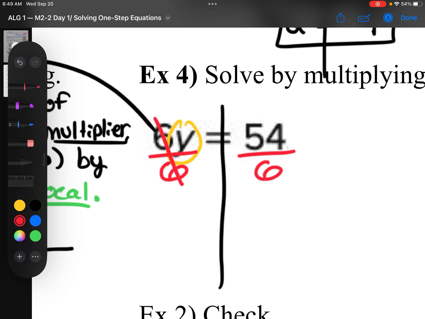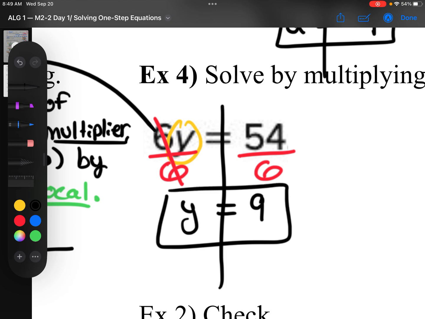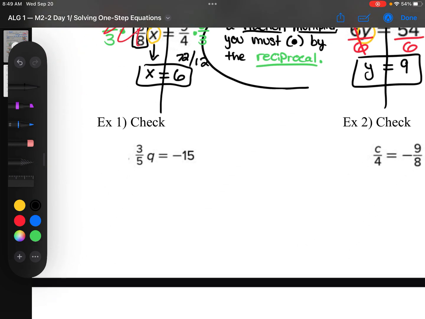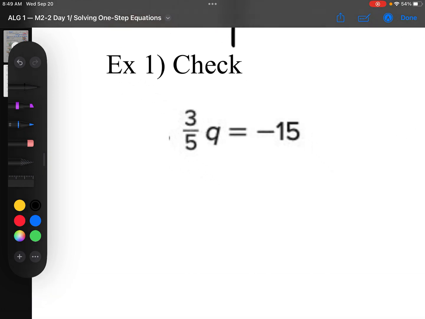So 6 divided by 6 is 1. So I just have 1y is equal to 54 divided by 6, which is 9. Easy peasy. Okay? Opposite operations. The opposite of multiplication is division. All right, this one here, this is another reciprocal problem.